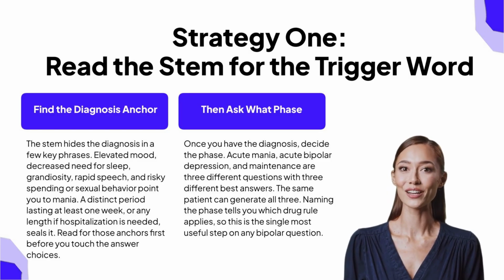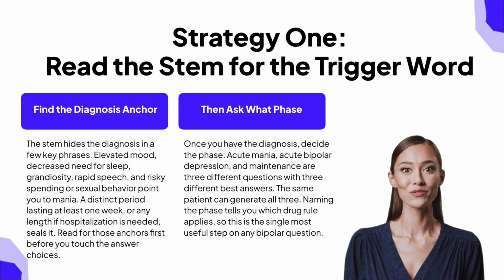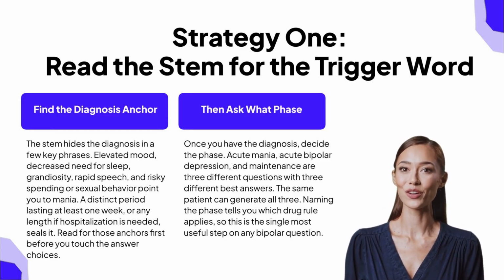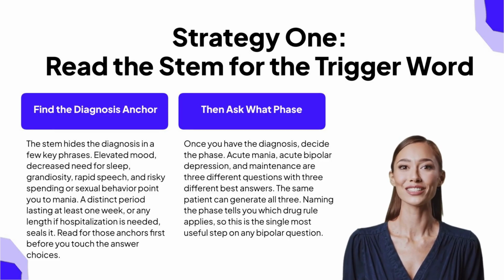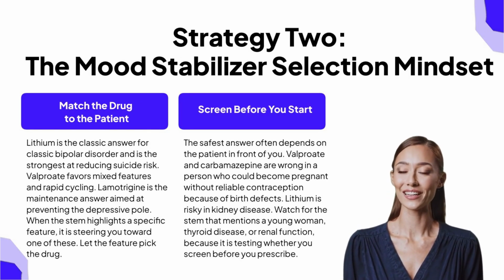Once you have the diagnosis, immediately ask what phase you are in. Acute mania, acute bipolar depression, and maintenance are 3 different questions with 3 different best answers, and the same patient can generate all 3. Naming the phase tells you which rule to apply, so it is the most valuable habit you can build. Strategy 2 is the mood stabilizer selection mindset.